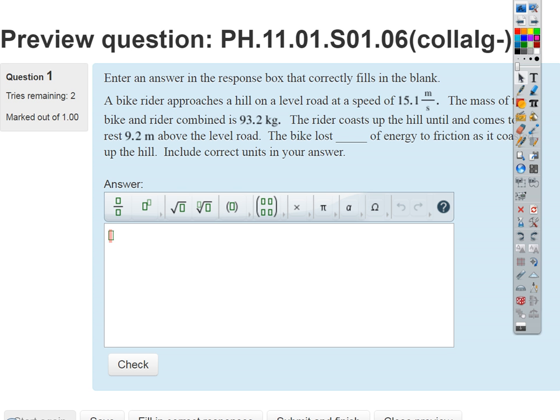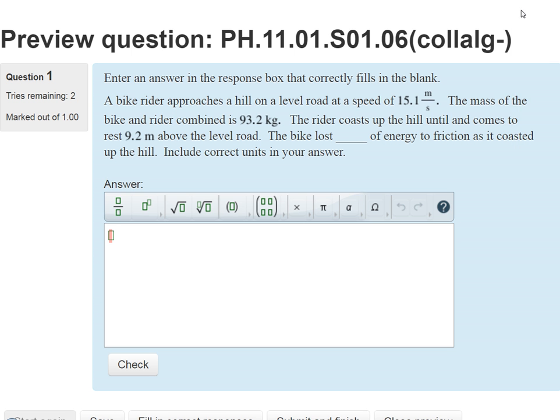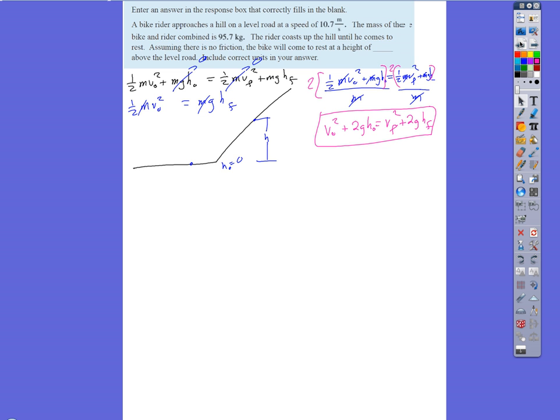So this is the same kind of thing, right? This time it's not frictionless though. This time it's telling us that it approaches with a speed of 15.1 meters per second, and it travels up the hill 9.2 meters, right? So if I want to know how much energy I lost, I could go back to almost the same picture I had before, right?